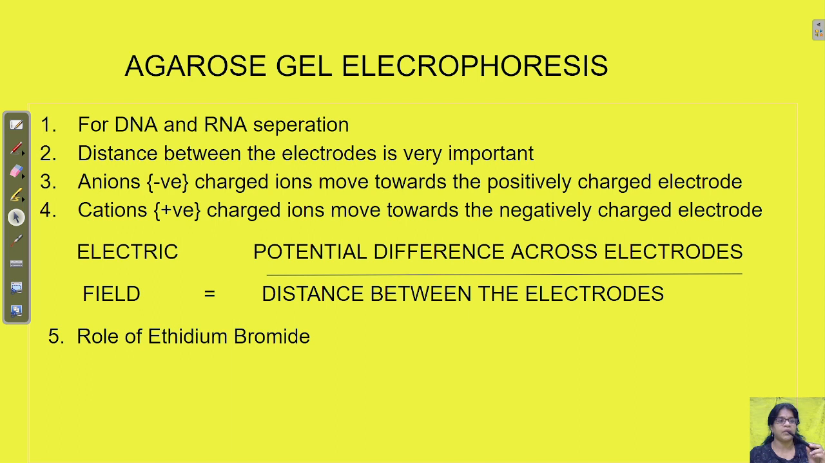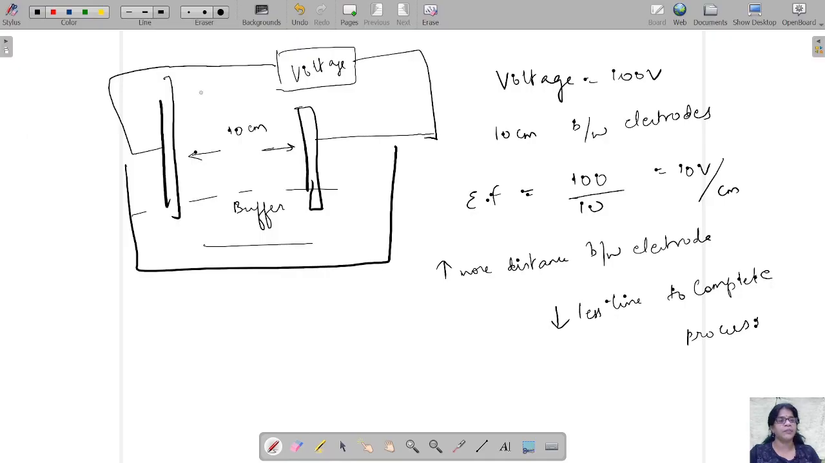Now let's start with how agarose gel electrophoresis works. The difference between the two electrodes is very important. You all know that anions, which are negatively charged particles, move towards the anode, and cations, the positively charged particles, move towards the cathode. When the electric field is applied and the gel is running, the main thing depends on the potential difference between the electrodes and the distance between the electrodes. Here I want to show you one thing.